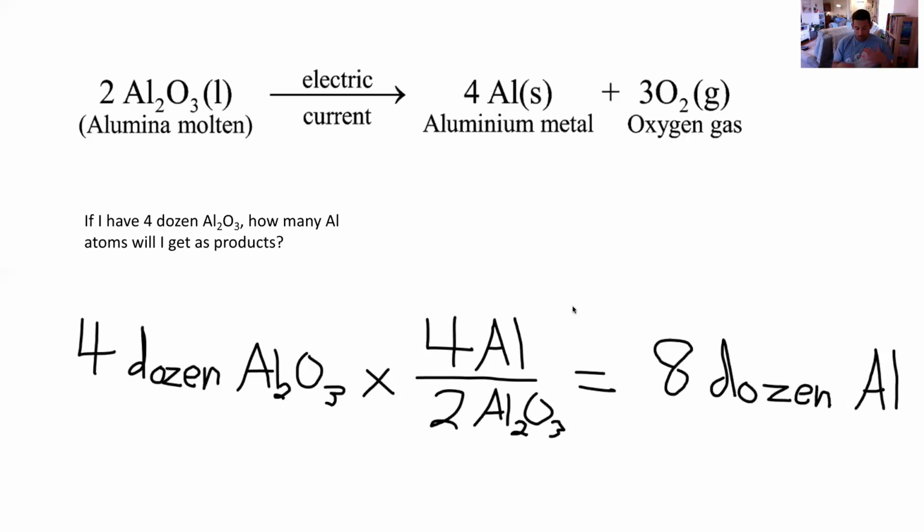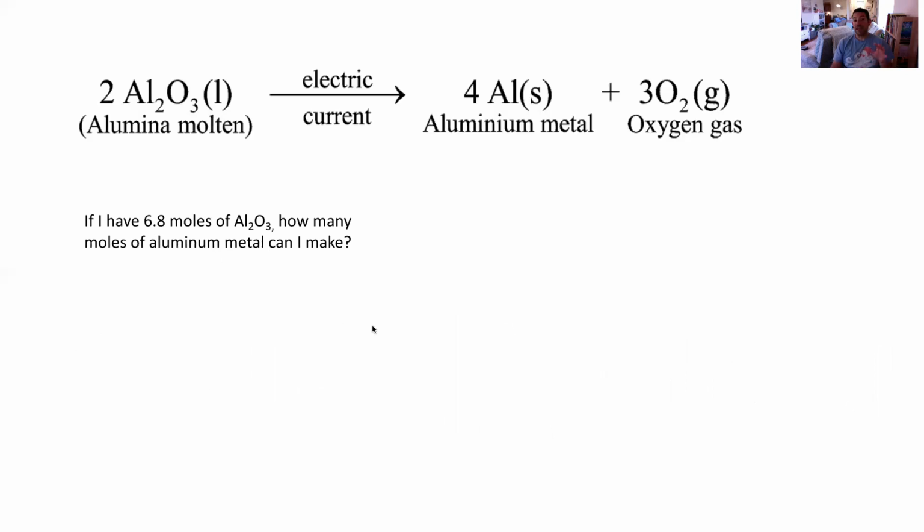So we can use something like the dozen because it's a counting unit, right? A dozen always means 12, all right? What's the other important counting unit that we have learned this year? The mole, all right? So this is like the true part of stoichiometry, moles. If I have 6.8 moles of aluminum oxide, how many moles of aluminum metal can I make?